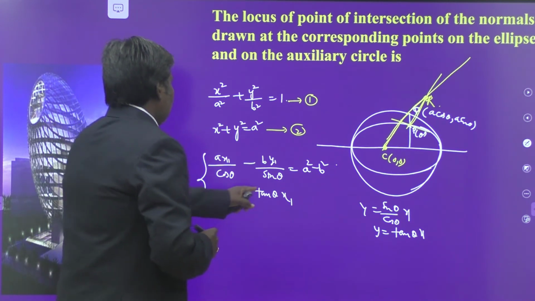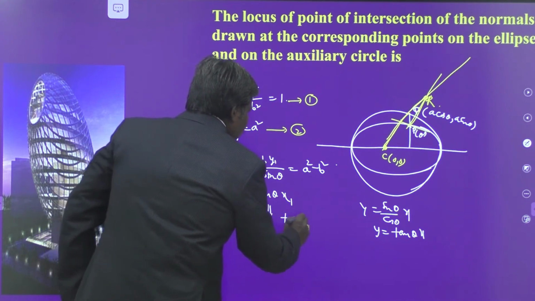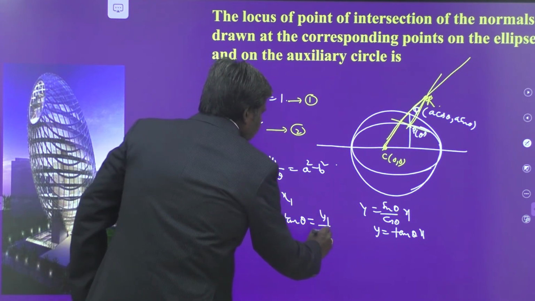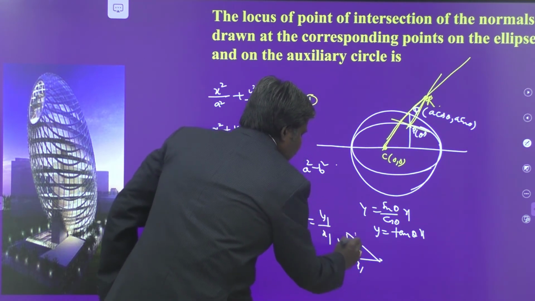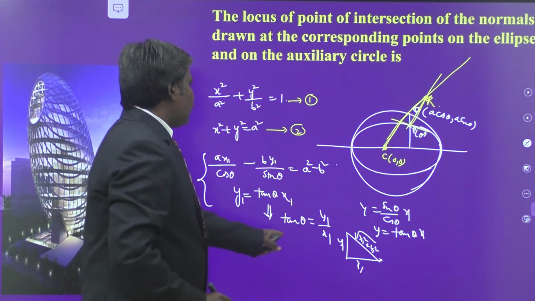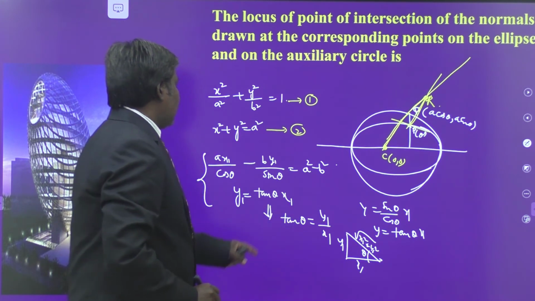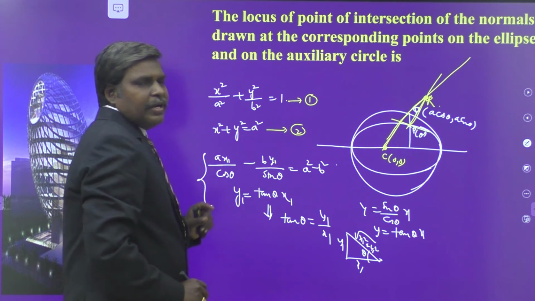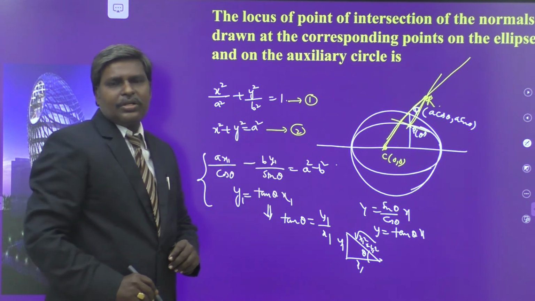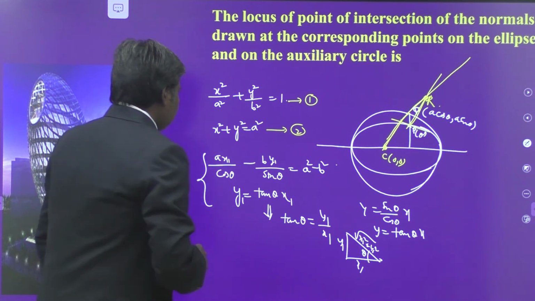Now my dears, from this tan theta is equal to what? Y1 by x1. So tan theta is y1 by x1, means this is y1, this is x1, immediately the hypotenuse is square root of x1 square plus y1 square. Can you get the cos theta and sin theta or not? You can easily get cos theta and sin theta values in terms of x1, y1. Then we eliminate theta, from that we can write the locus of x1, y1. That is the main idea to this problem.